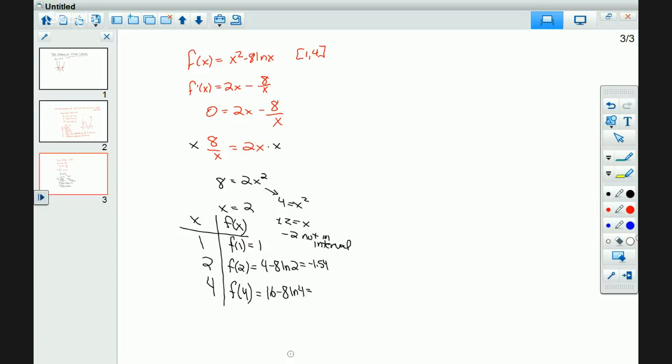And really? Wait, is that -1.54? Yeah. Okay. So where's our min? At x equals 2. And absolute max, 4.9 at x equals 4.